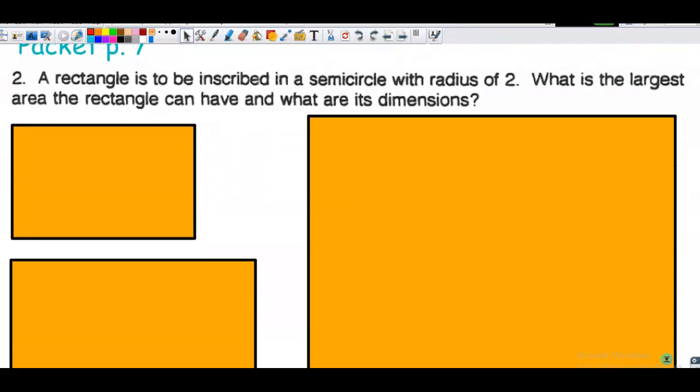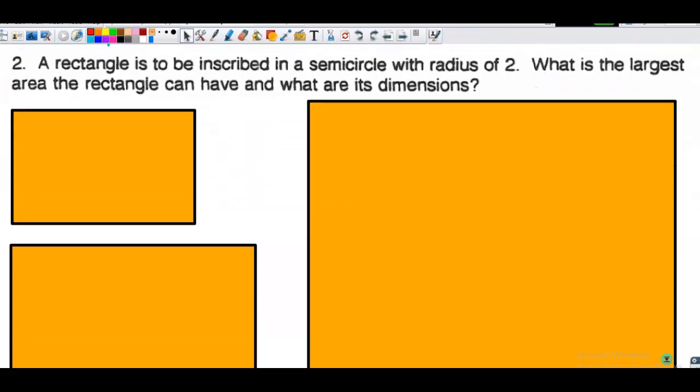optimization. So remember, in optimization, our goal, everyone's goal, is to find either the maximum or the minimum. Optimization is an application of the extreme value theorem. Okay, so let's jump into this problem.